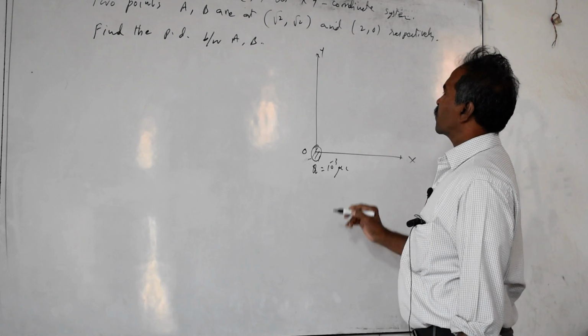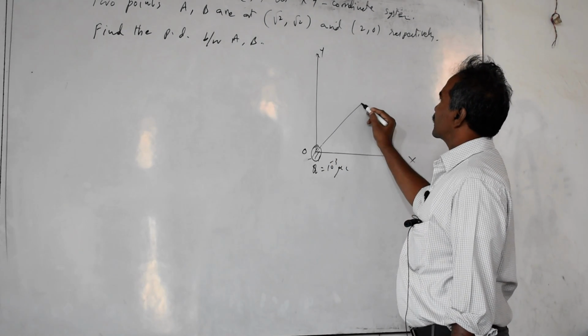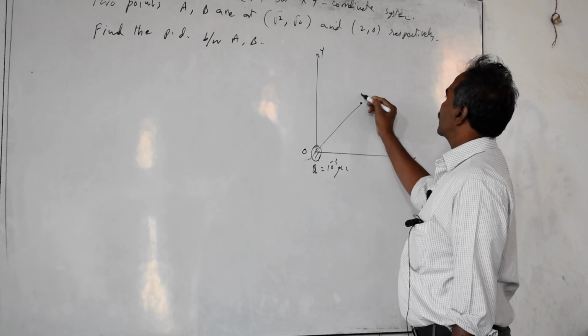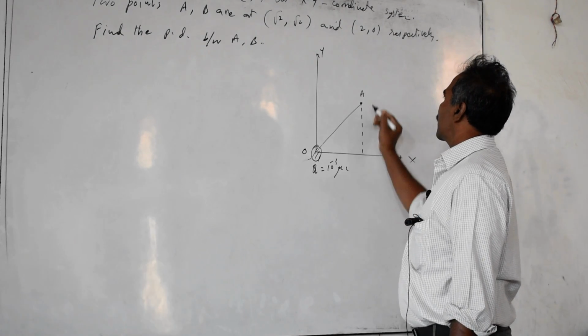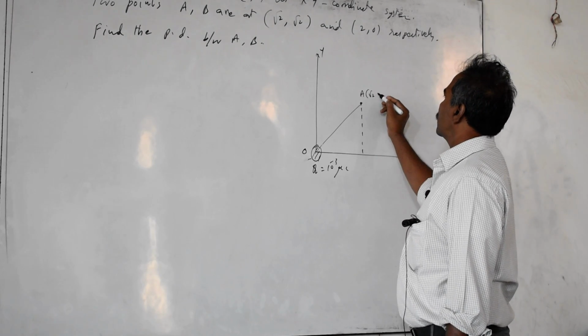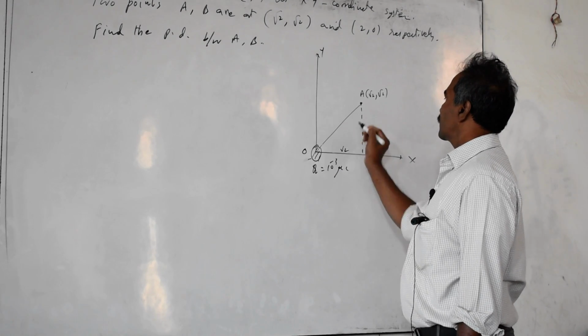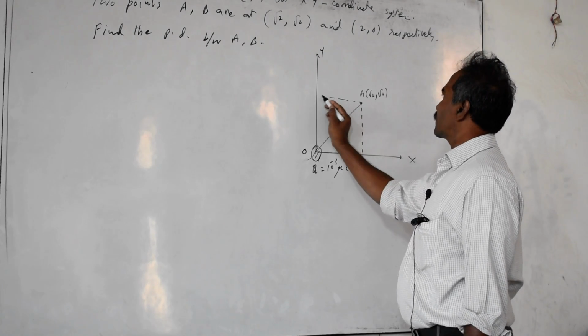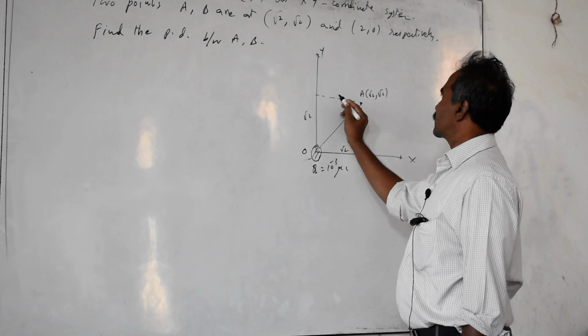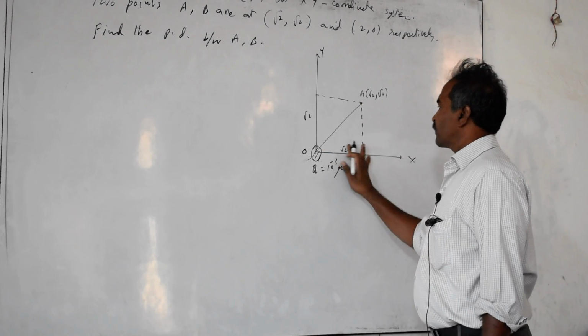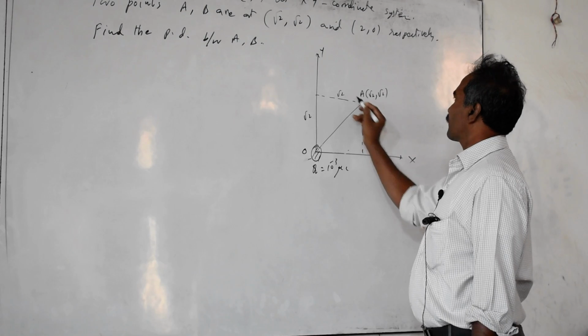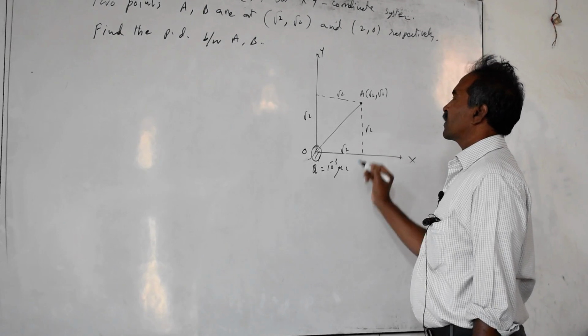A is at root 2 coordinates. Take this point, this is A. What are the coordinates for this A? The x coordinate is root 2, the y coordinate is also root 2 meters. So this is root 2, and this is also root 2. Or else you can take meters here only.